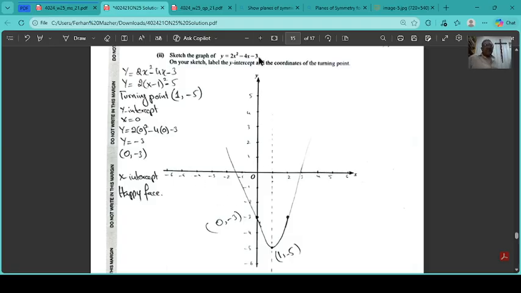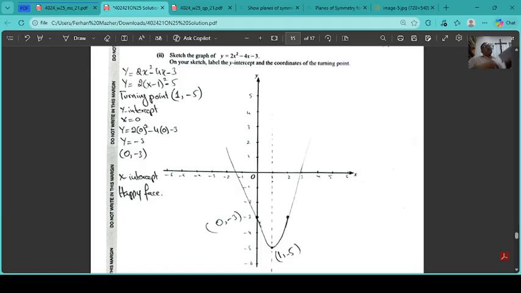So let's plot this. I just made a grid here, and this point, which is 1 comma minus 5, is the turning point. It's a happy face. I know the y-intercept is 0 comma minus 3. And because the turning point is on the line of symmetry, if I take one step back it's minus 3, and one step forward it will be minus 3. So I put this dot, and with a rough hand I made a parabola. So this is how you will draw this shape, and it's a 3 marks question.